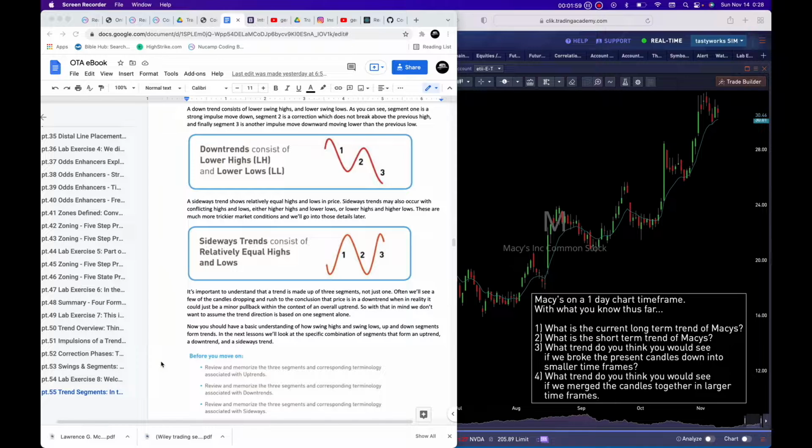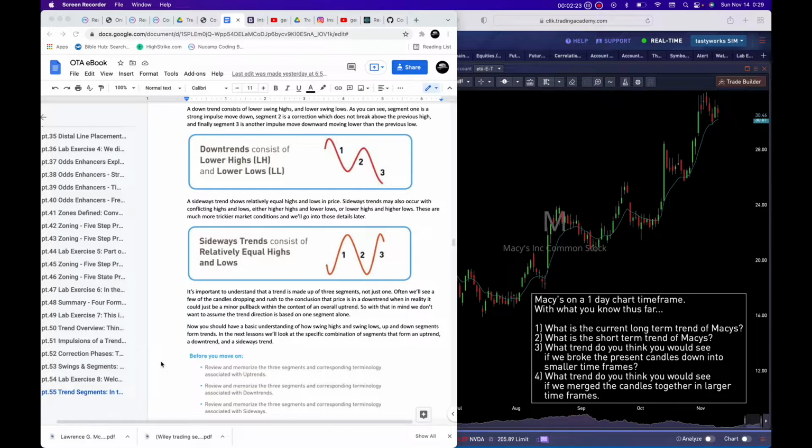A sideways trend shows relatively equal highs and equal lows in price. Sideways trends may also occur with conflicting highs and lows, either a higher high or a lower low, or a lower high and a higher low. These are much trickier market conditions, and we'll go into those details later.